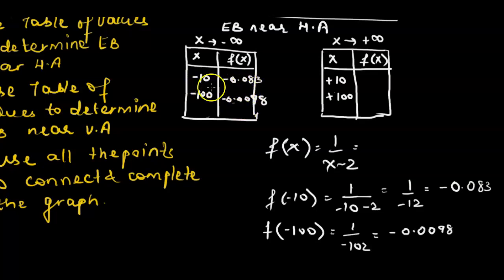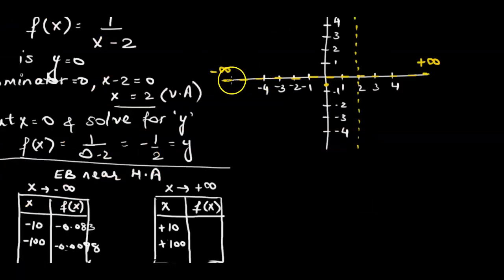So let's use these points, negative 10, negative 0.083, and negative 100, negative 0.0098, to mark on our grid. So negative 10 would be somewhat far off from negative 4. Let's say negative 10 is here, and we notice this is a negative value, negative 0.083. We know this is going to be smaller than negative 0.5. So we don't have to exactly mark the points because it's not going to be possible.